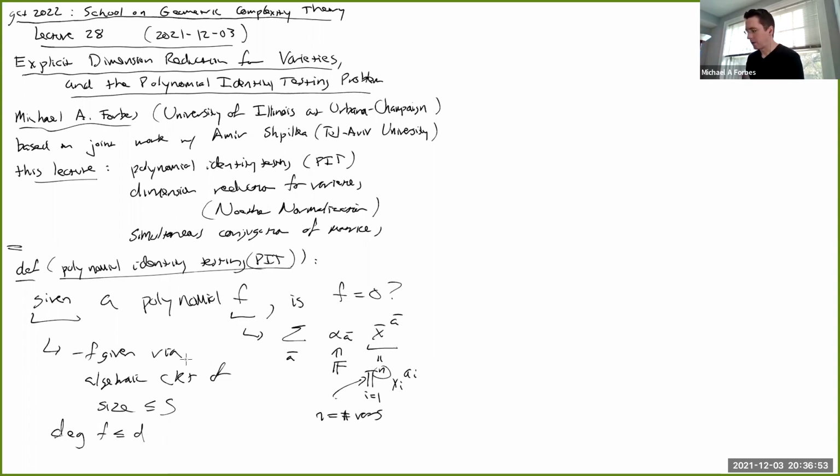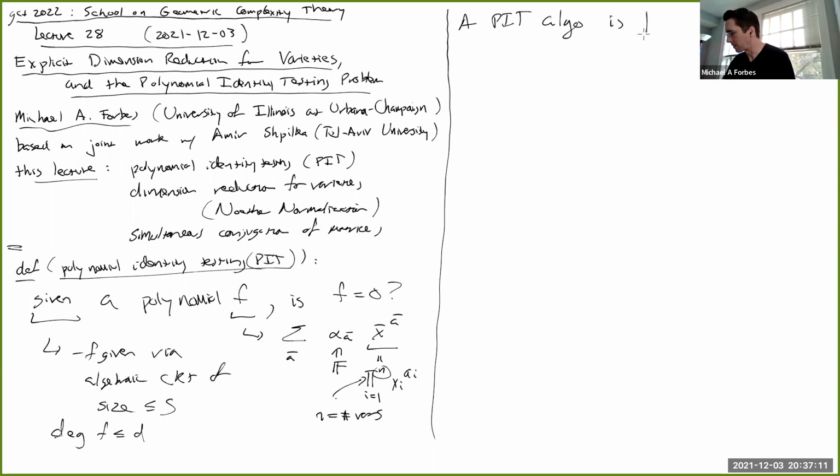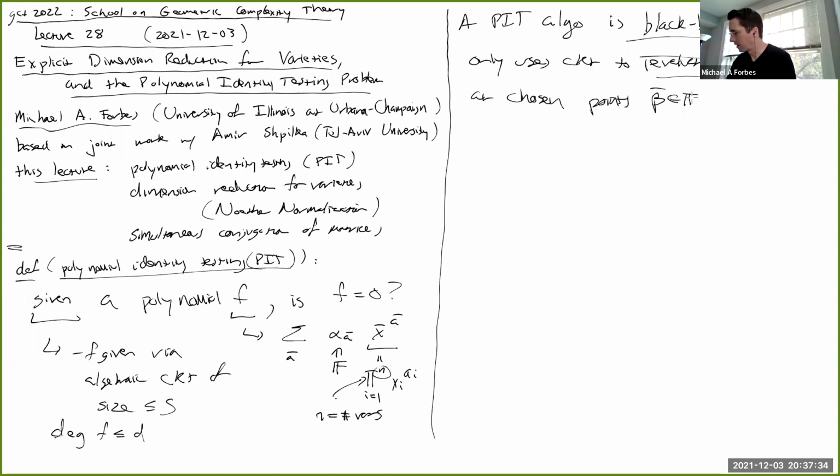I'm giving you a circuit using additions and multiplications to specify a multivariate polynomial of this form with coefficients in some field, and we want to know, is it just the 0 polynomial? And we'll say that a PIT algorithm is black box if it only uses the circuit to evaluate the underlying polynomial f at chosen points, some betas in F to the n.